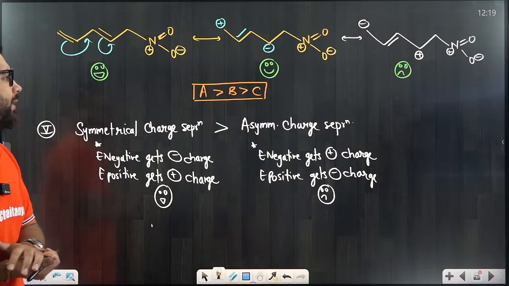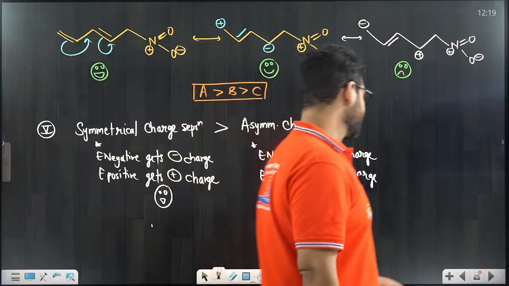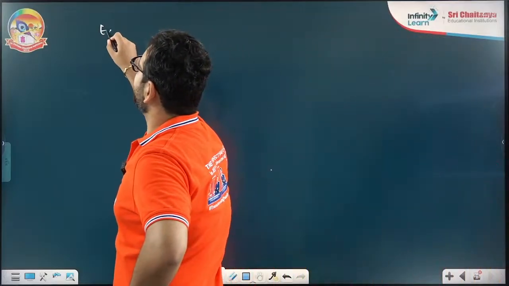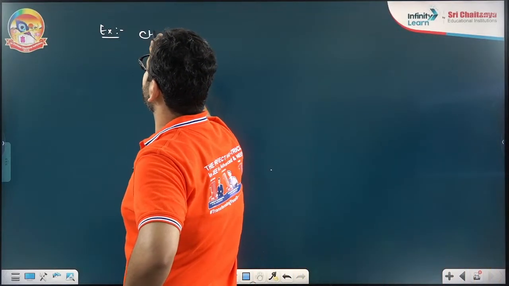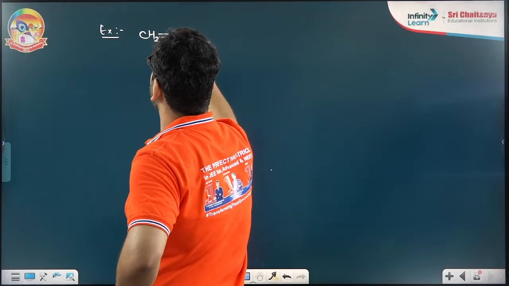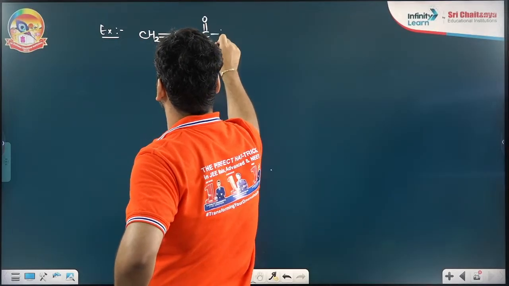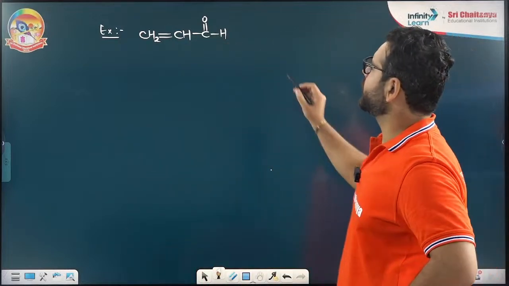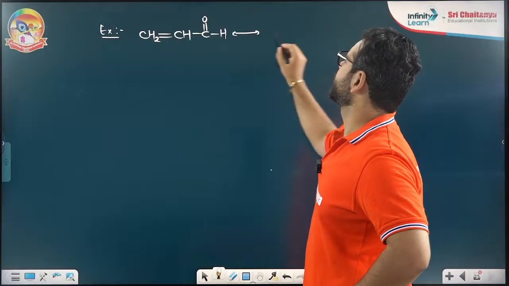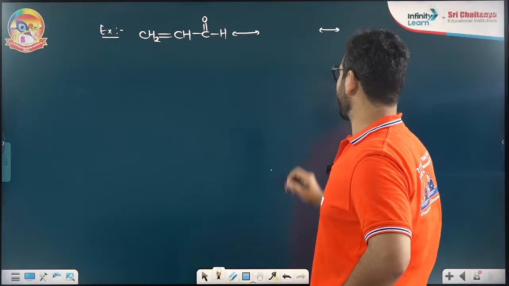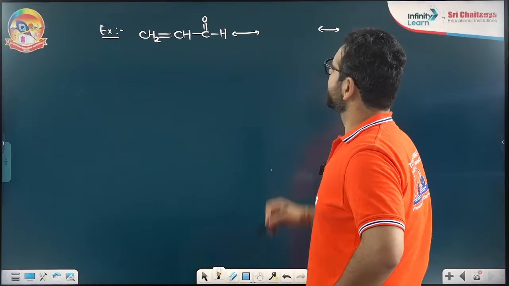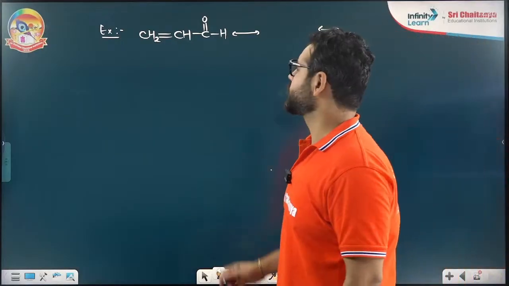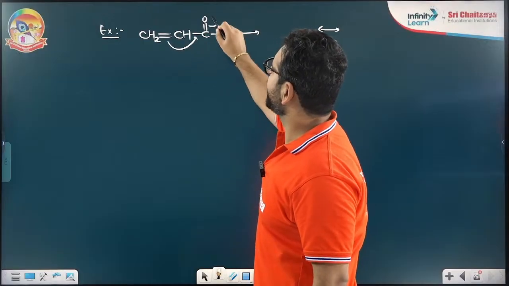Okay. So let me show you one example from here as well. For example, if I take this conjugated aldehyde, I can draw canonical forms in two ways. You can see that there is a pi-pi conjugation. One way is to send the electron towards the oxygen. Pi becomes pi, pi becomes minus.